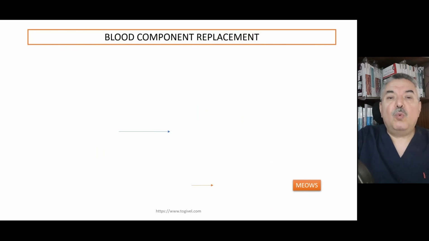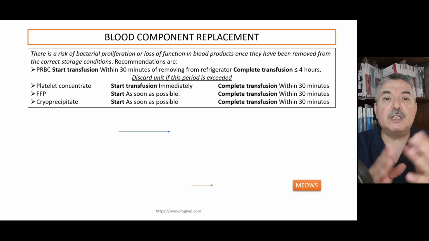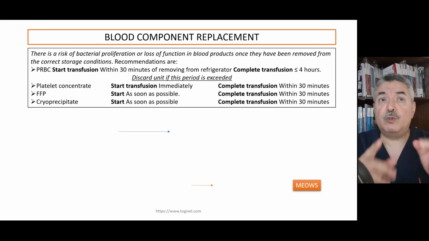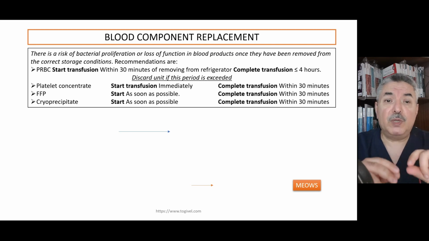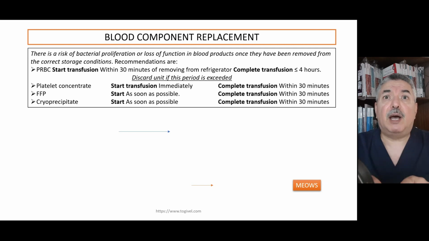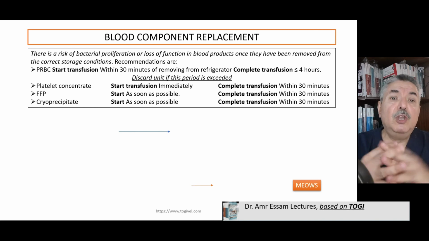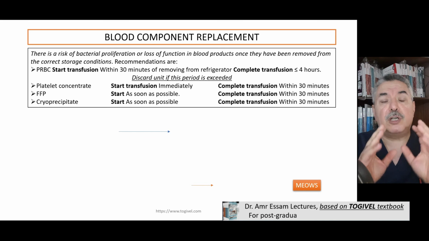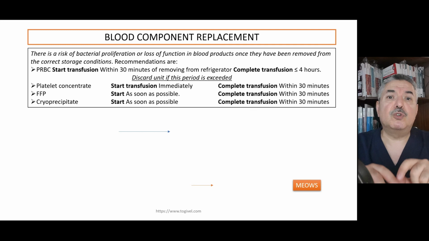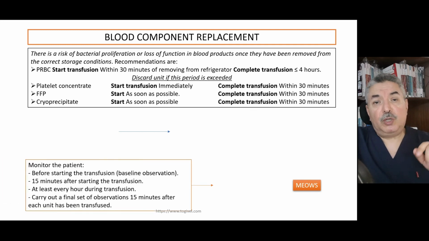Now we have to know when and how to use the blood products, because there is a risk of bacterial contamination, loss of function in blood products, and this may lead to transfusion reactions. So what we have to know is that RBCs, you start transfusion within 30 minutes of taking them out of the refrigerator, and you have to complete the transfusion within 4 hours. For all other blood products, you start transfusion as soon as possible or immediately, and you have to complete the transfusion within 30 minutes.